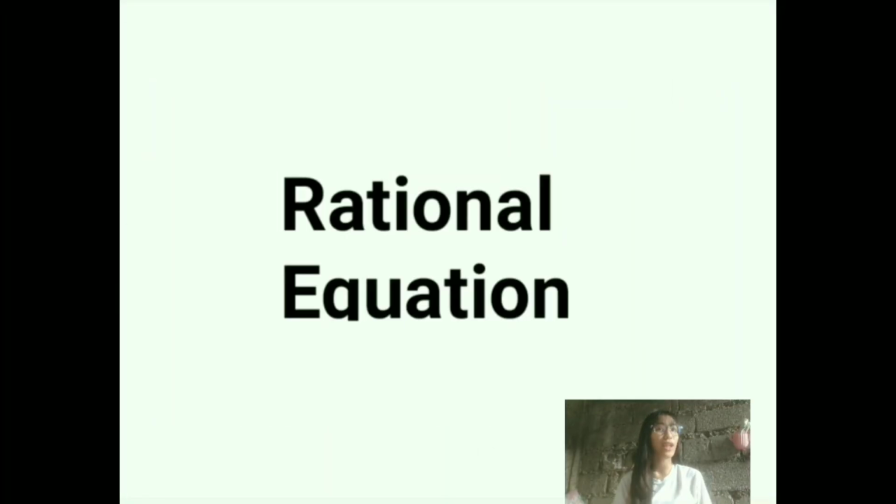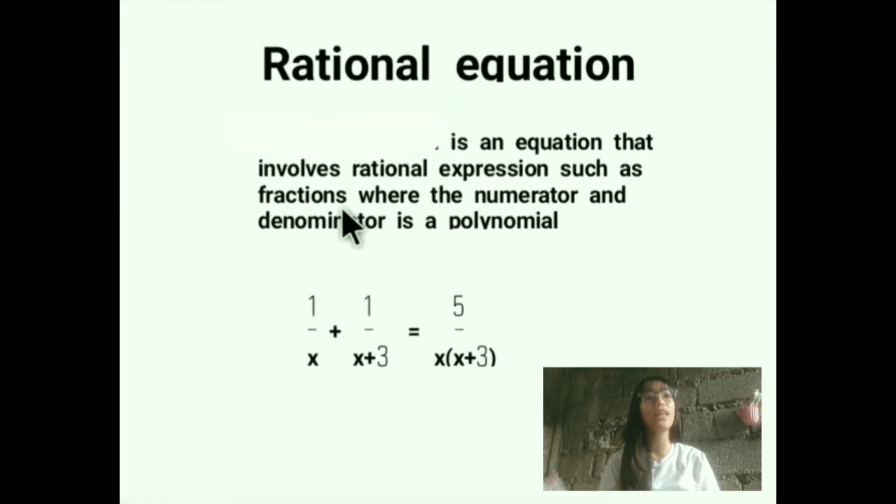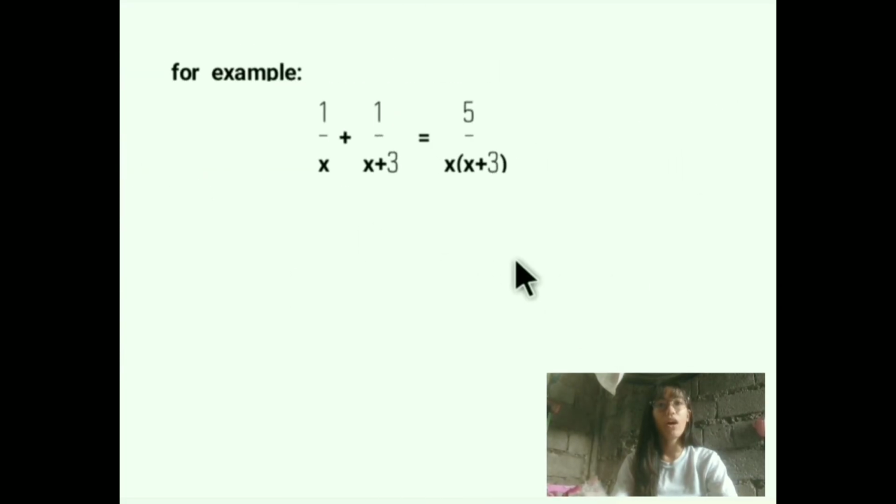Hello everyone! In this video, we'll be discussing rational equations. But before we start, let's first define what a rational equation is. A rational equation is an equation that involves rational expressions, such as fractions where the numerator and denominator are polynomials. For example, 1 over x plus 1 over x plus 3 is equal to 5 over x times x plus 3. So let's solve this.